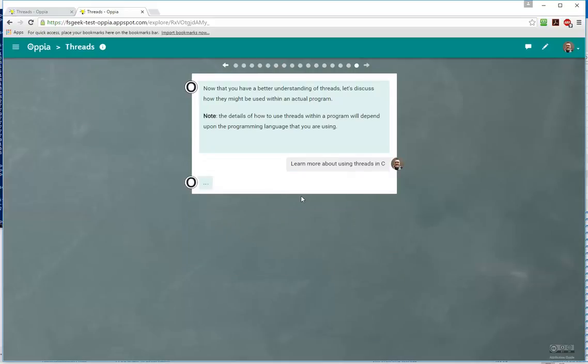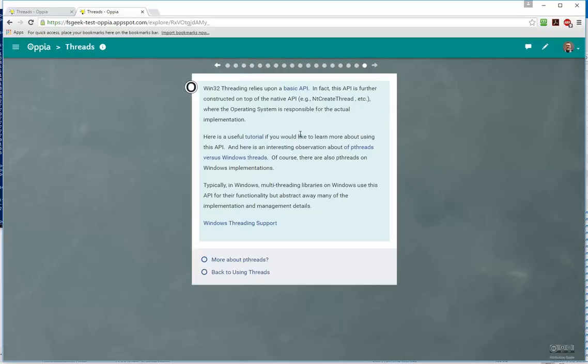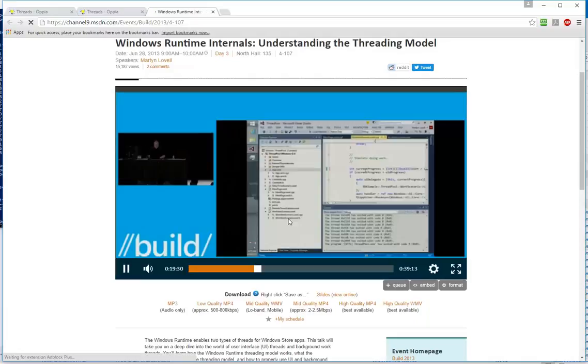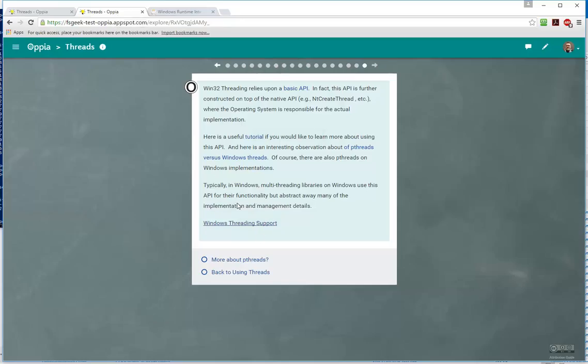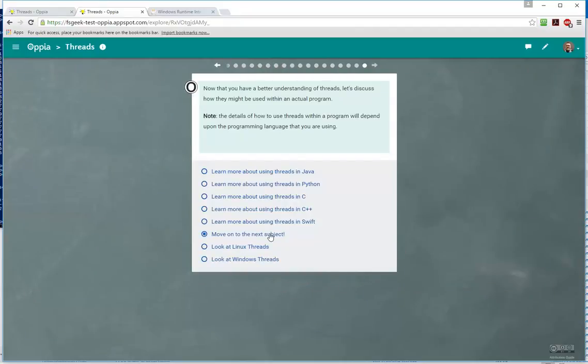So, for example, if we go look at the Win32 discussion for threads, all I can do is provide a link out to a video. So let's go back to using threads here. This actually will allow me to loop back up to Linux threads and Windows threads as well.